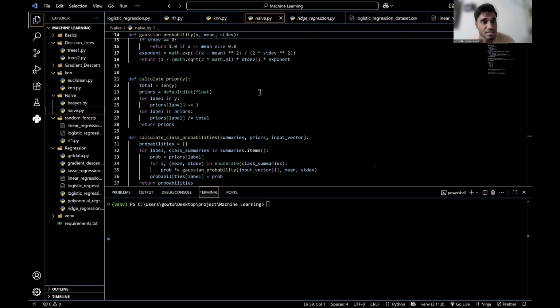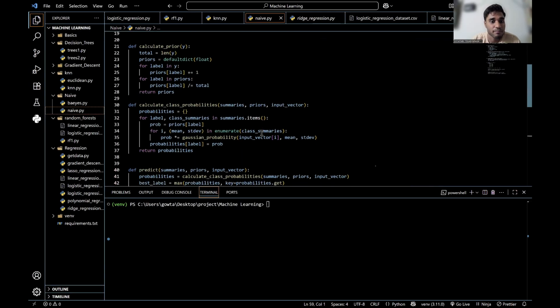The next function calculates the prior probabilities for each class. It initializes a dictionary to count the occurrences and counts how many times each class appears in Y. Then it converts the counts into probabilities by dividing them by the total number of samples and returns the priors as probabilities.